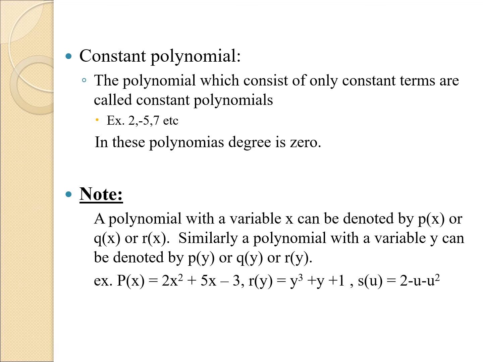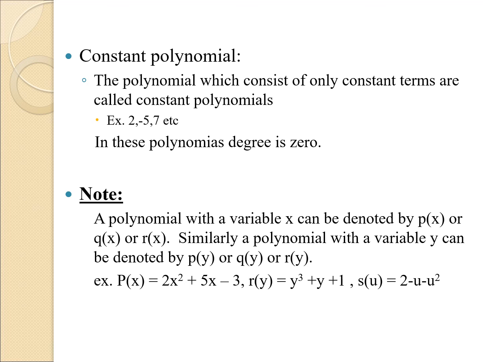Now let us read this note. A polynomial with a variable x can be denoted by p of x. When there is a polynomial mentioned with the variable x, then that polynomial can be denoted by p of x or q of x or r of x, or any alphabet of x, or any alphabet of that variable. Similarly, a polynomial with a variable y can be denoted by p of y, q of y or r of y. Some examples are given.